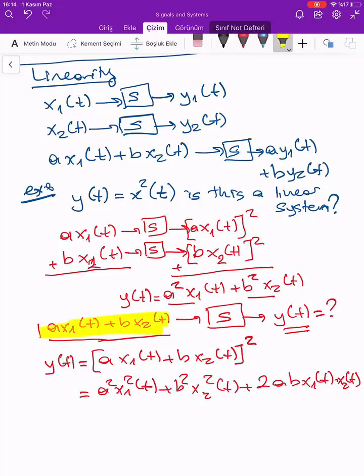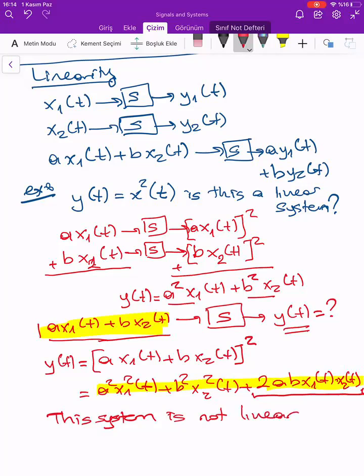So is this equal to this whole thing? No, right? Especially this part is different here. So that means this system is not linear, which is non-linear. Okay, if a system requires squaring, that means it is not a linear system. It is a non-linear system.